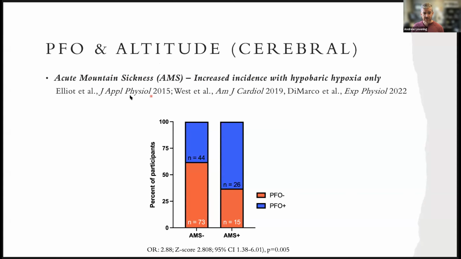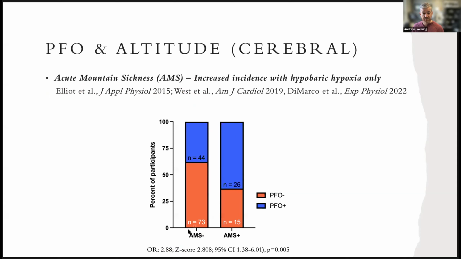So we first reported that in the Journal of Applied Physiology in 2015, and more recently, Brian West in Jonathan Tobus's lab did a field study looking at individuals hiking above 3,000 meters on the John Muir Trail, and found that if you have a PFO, you were more likely to have AMS on your hike above 3,000 meters, even if you were taking drugs for AMS prophylaxis. And so we've combined these two field studies, the one done in our lab and the one done by Brian West, to show that the odds ratio of developing acute mountain sickness if you have a PFO is 2.88.